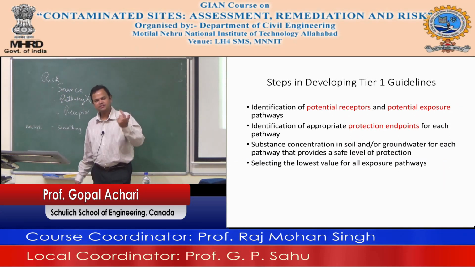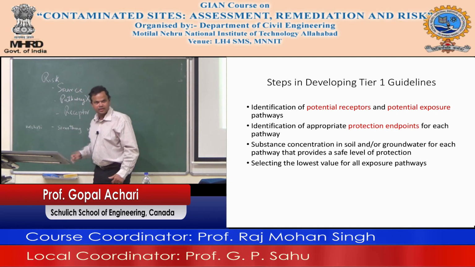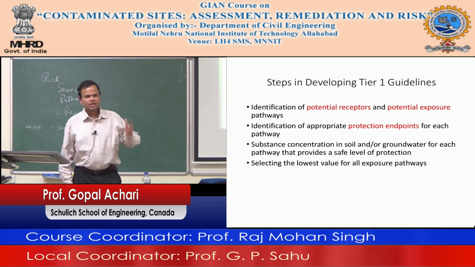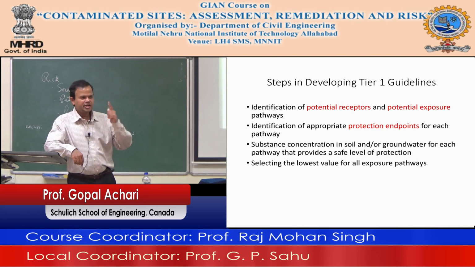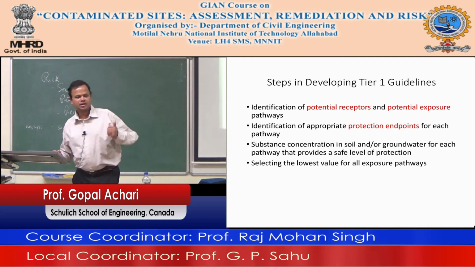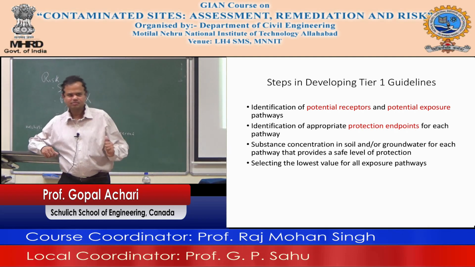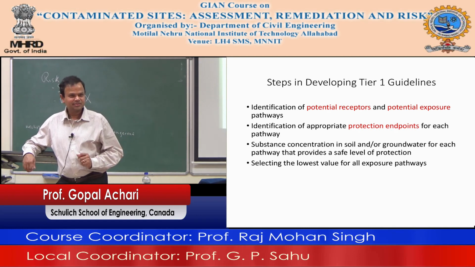So for risk to manifest itself, you need these three things. You need a source, you need a pathway, and you need a receptor to be present. For a residential site, your receptor is a toddler. For commercial and industrial sites, your receptor is a full-grown adult. And the pathways you need to think about, again, look at the drum. What are the pathways?